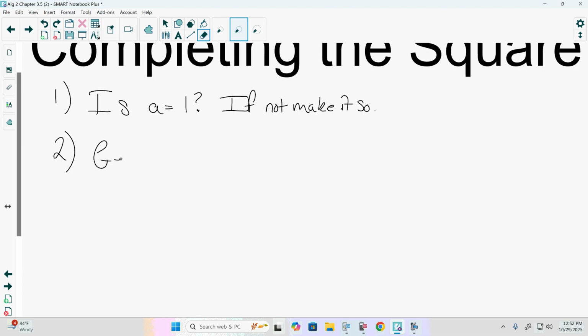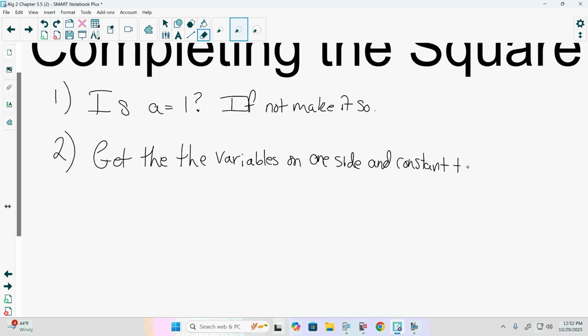Step 2: get the variables on one side, and constant terms on the other. And leave 2 spaces.